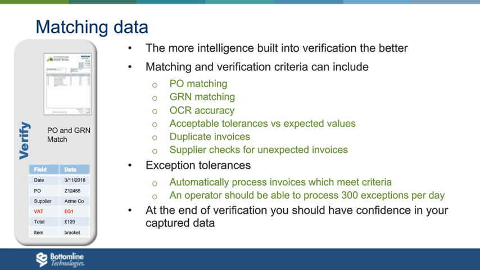So we've captured data using OCR, we've performed either header or line level extraction, and now we're talking about matching data. And when we talk about matching, we're talking about both 2- and 3-way matching, which is against purchase orders, so invoice against the purchase order, and 3-way matching is against the purchase order and against the goods received note.